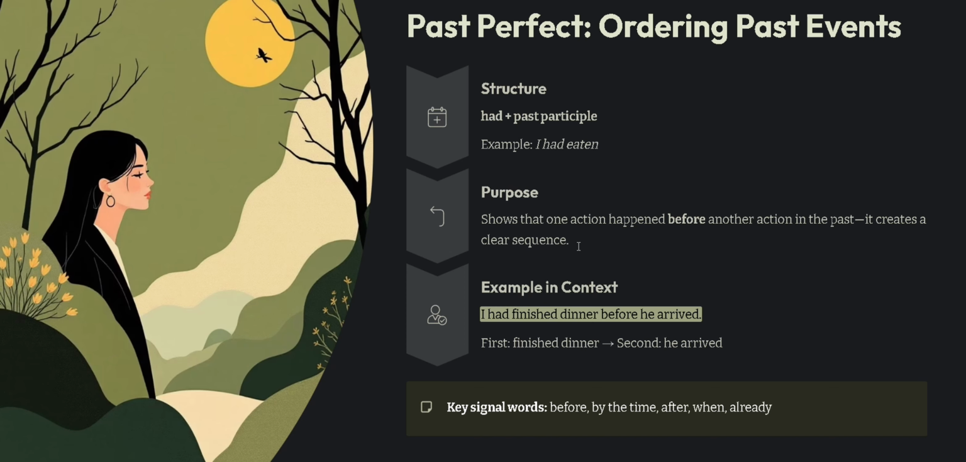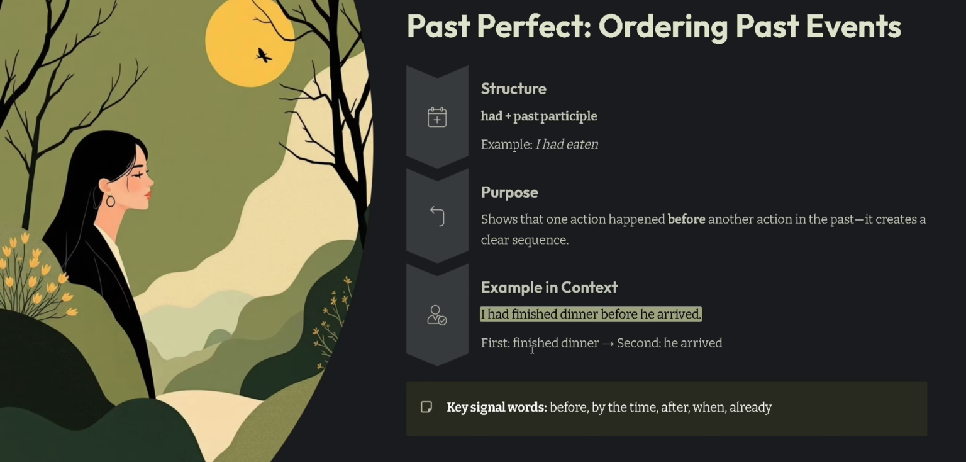So here we have an example in context. I had finished dinner before he arrived. So as you can see, this first action happened before another in the past. Yo había acabado de cenar antes de que él llegara. First, finished dinner. Second, he arrived.